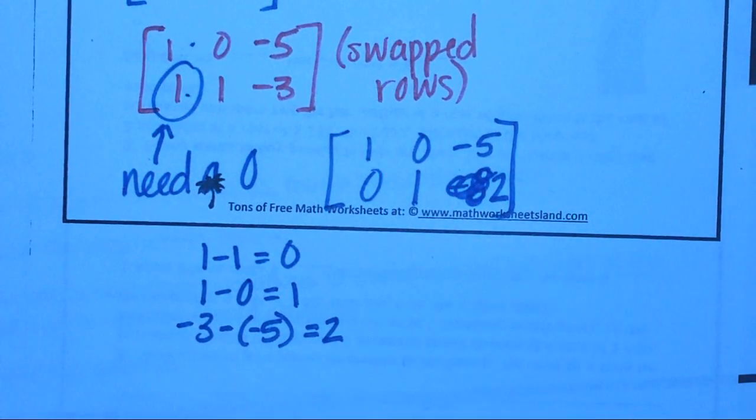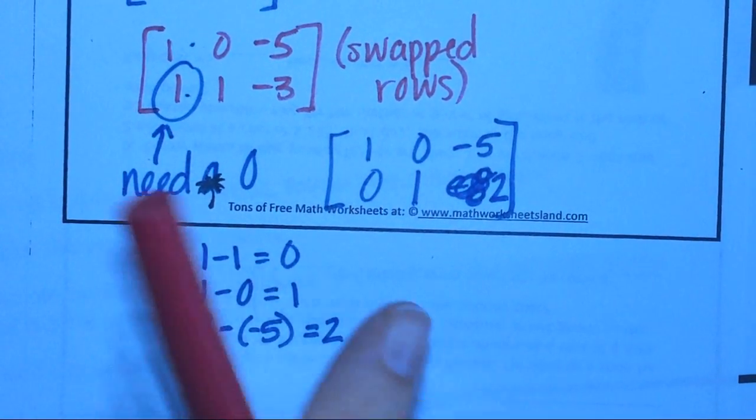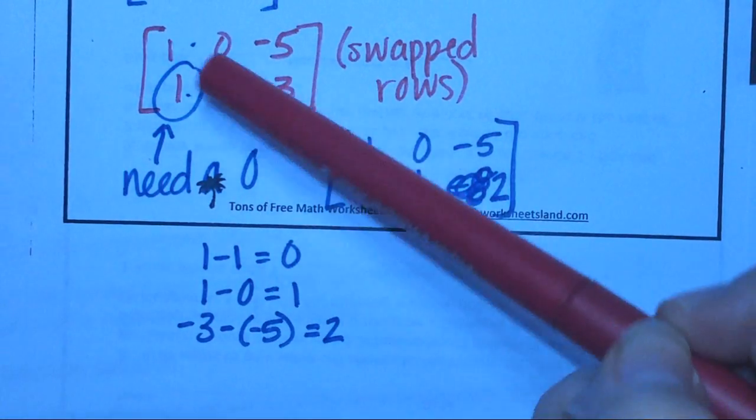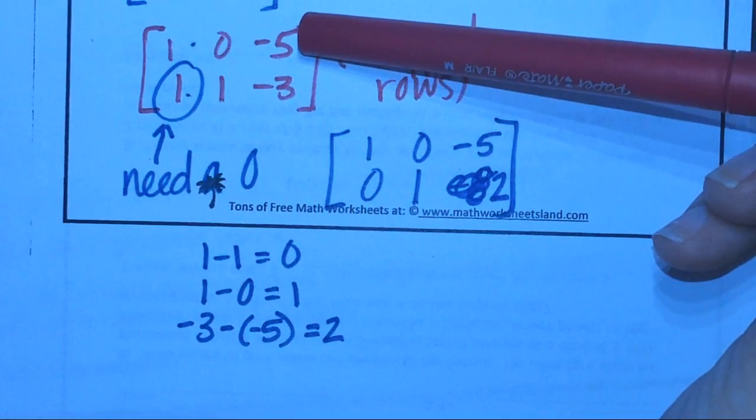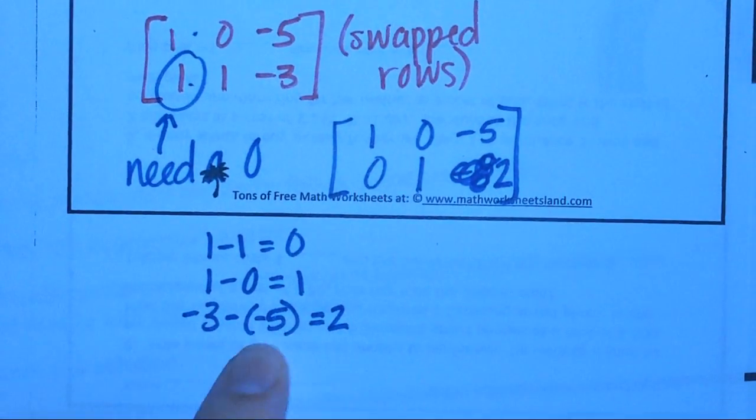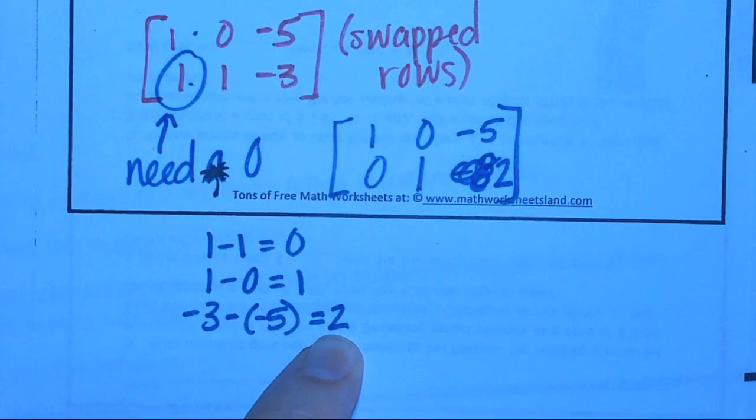Now, again, how I made the mistake was I did 1 minus 1, I got 0. 1 minus 0, I got 1. I did negative 3 minus negative 5, so it ends up being positive 5 minus 3, so it should be a positive 2. That's where I made my sign error. Now, if you made a teeny tiny sign error like that at the end, I'm only going to count off like 2 points. It's not going to be enough to matter.